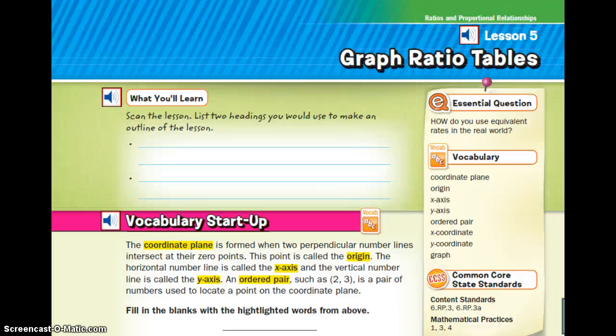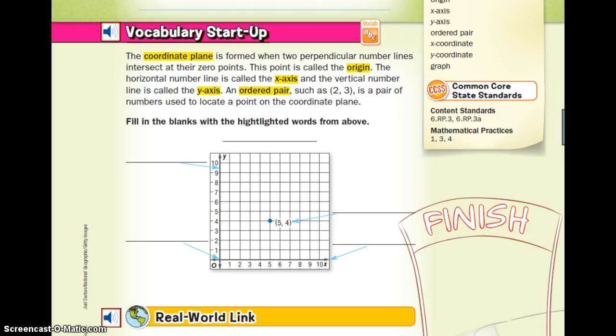Welcome back. We're on Chapter 1, Lesson 5, Graphing Ratio Tables. Please turn to page 47. Now let's look at the vocabulary. We've already learned about this in Chapter 5, so this should be very familiar.